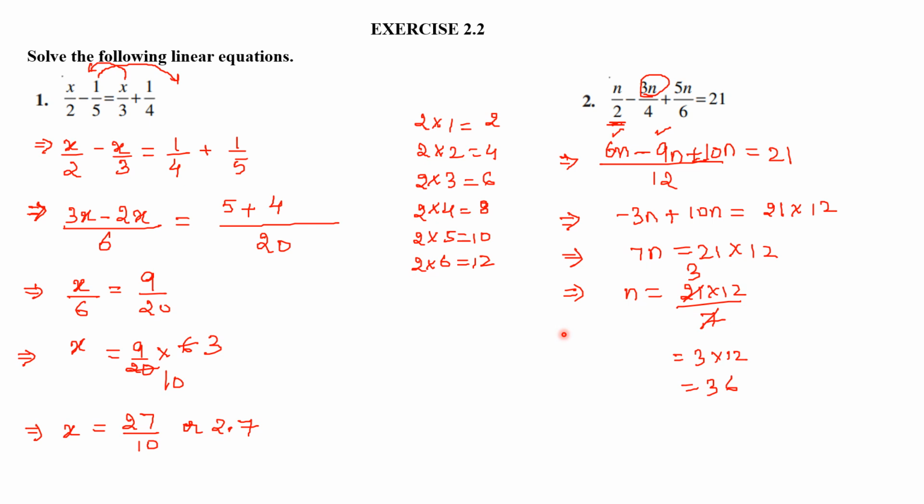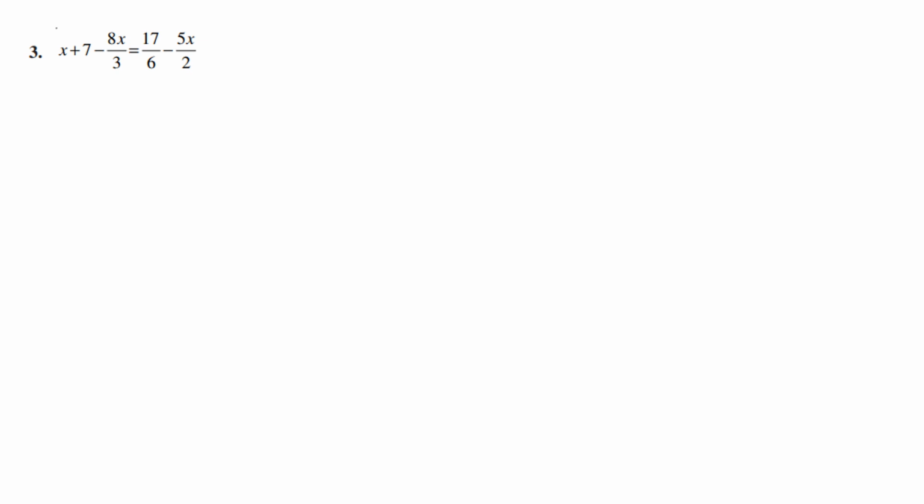Okay, so now moving to the next question. The third question: x plus 7 minus 8x by 3 equals 17 by 6 minus 5x by 2. So here also, as I said in the previous question, bring all the variables to one side. You can see on the RHS minus 5x by 2 is there. That you have to transpose to the LHS, and from the LHS plus 7 transposes to the RHS.